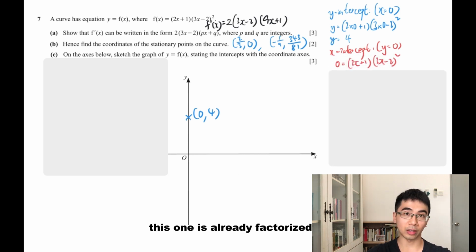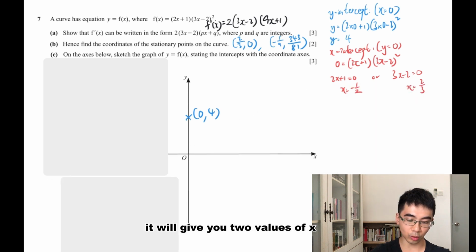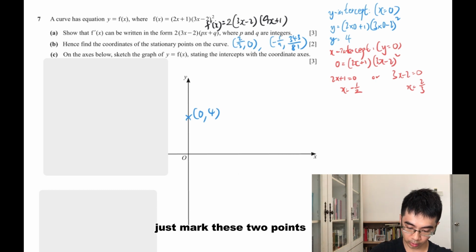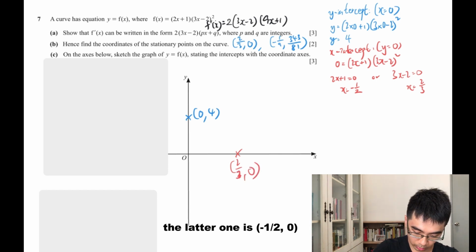So this one is already factorized. So we know that 2x plus 1 must be 0, or 3x minus 2 must be 0. So it will give you two values of x, which is negative 1 over 2 and 2 over 3. So just write these 2 points. It should be somewhere here. And then the latter one should be negative 1 over 2 and then 0.